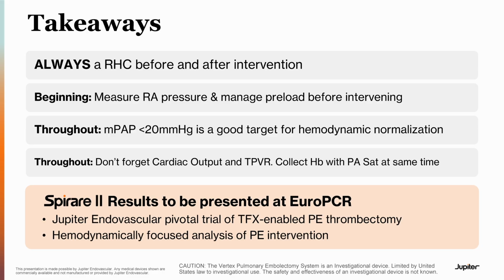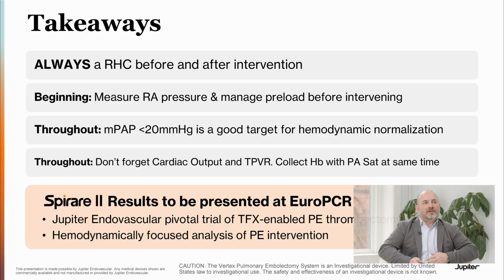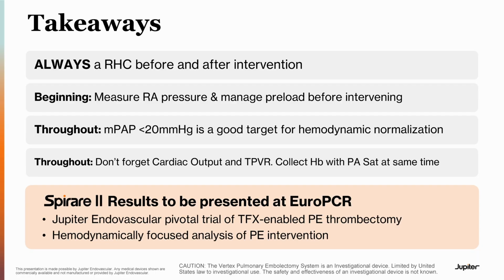So the takeaways: always do a right heart cath before and after the intervention. Three simple things: RA pressure, PA-SAT, mean PA pressure. Manage the patient before you get into the procedure by optimizing the preload and the RV function. Endpoints for the procedure: if you can achieve a mean PA pressure of 20 millimeters of mercury, that's a good target for hemodynamic normalization. Having said that, if you achieve a mean PA pressure of 20 and the cardiac index is 1, that's not a good thing, because that's why the mean PA pressure is low. This is why I think the TPVR marker is more accurate in telling you that yes, mean PA pressure went down, but the cardiac output went up.